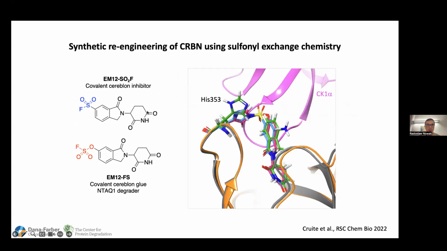So overall, what we are able to do in this past work is create two types of compounds: covalent cereblon inhibitors, and those are the sulfonyl fluoride molecules, and fluorosulfates, which effectively glue cereblon to, in this case, NTAC1. And both of these molecules label histidine 353.